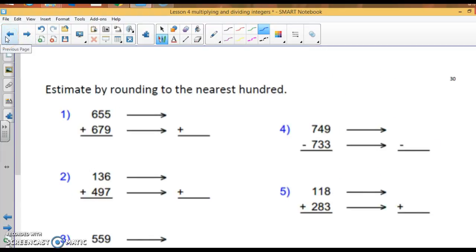Estimate by rounding to the nearest hundred. So 655 to the nearest hundred would be 700, because 5 or above, round up. Give it a shot. 679 to the nearest hundred, again, that 7 is going to make that round up to 700, so it's 1400. Let's do a subtraction problem. 749. The digit to the right of the 7 is a 4. That means it's going to stay 700. 733 rounds to 700. 700 minus 700 is 0.